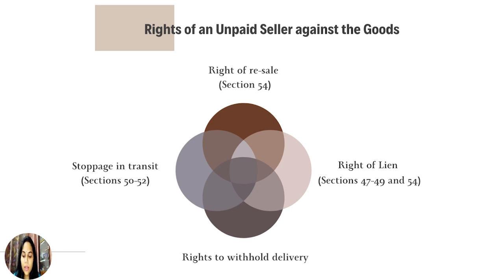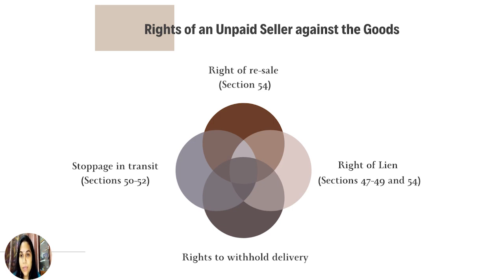So what is lien? Lien is keeping goods in possession and refusing to deliver until the fulfillment of the price. Now how is the unpaid seller going to exercise this right? The unpaid seller who is in possession of the goods sold may exercise his lien on the goods. How? By keeping the goods in his possession, and he will refuse to deliver the goods to the buyer until the fulfillment or tender of the price. So this is known as right of lien.